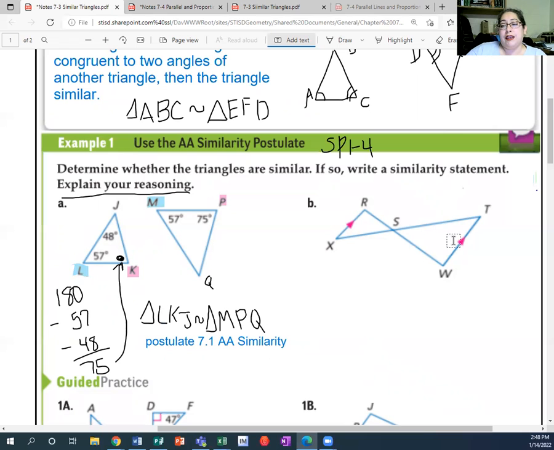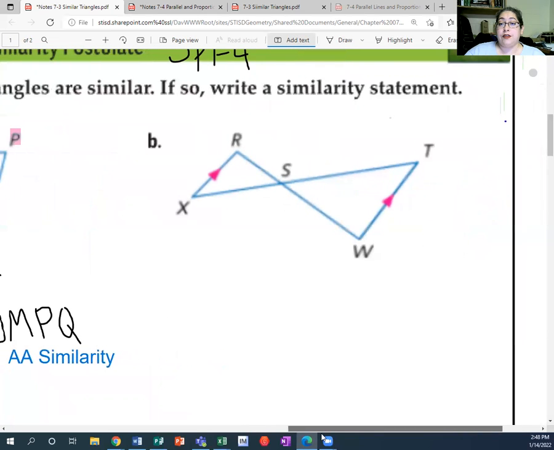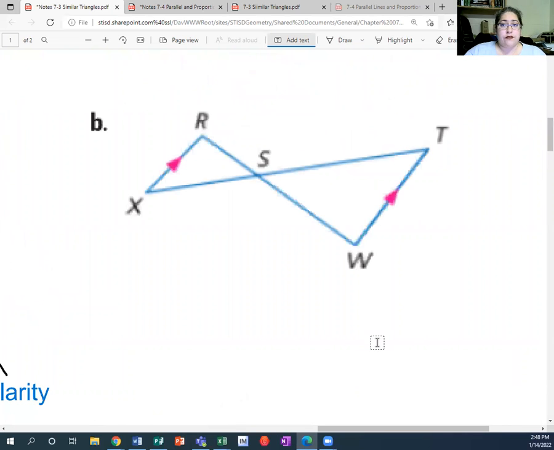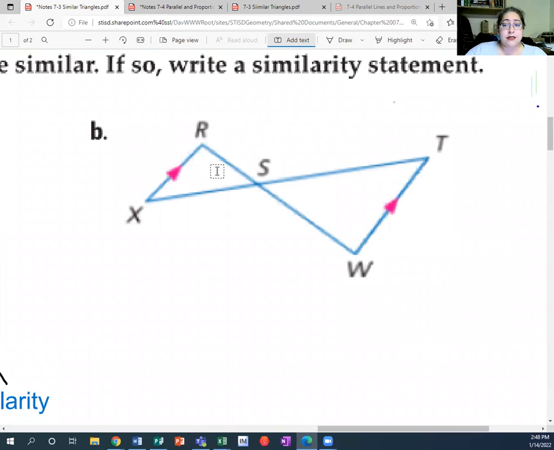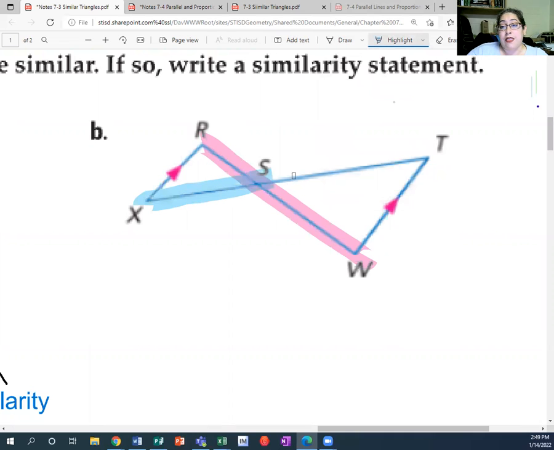But it looks more complicated when I give you a figure without angle measures, like in B. So let's zoom in on example B here and take a better look at it, see if we can't figure this out. All right, I have two triangles. I have the triangle on the left, RSX, and the triangle on the right, STW, and I'm trying to figure out if they're similar. Well, the first thing I notice is that I have this line from R to W, and then I have this other line from X to T, and they intersect at the point S.